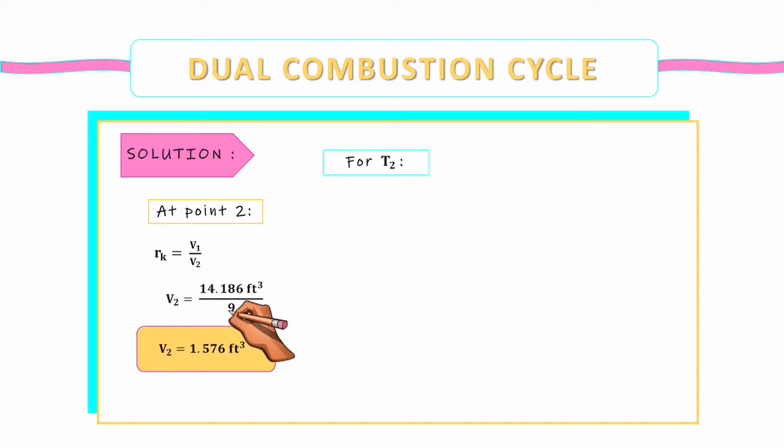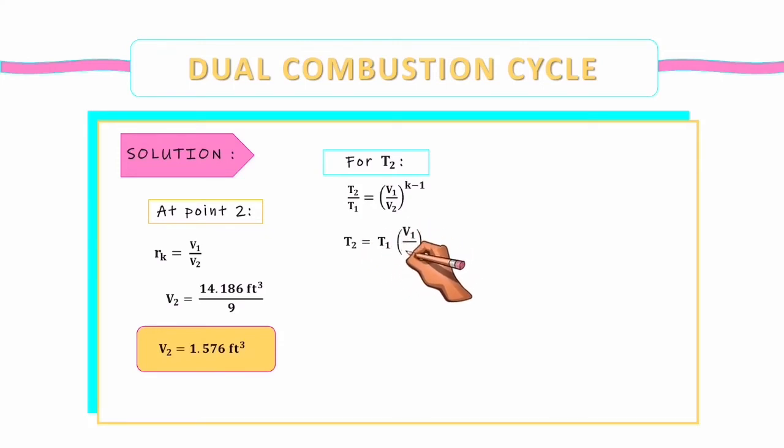We can use the formula T2 over T1 equals V1 over V2 raised to K minus 1, or T2 over T1 equals Rk raised to K minus 1, since Rk is equal to V1 over V2. Take note that the formula that you're going to use is based on the given. In this case, we can use any of the two formulas. So let's try to use T2 over T1 equals V1 over V2 raised to K minus 1. So, T2 is equal to T1 multiplied by V1 over V2 raised to K minus 1.